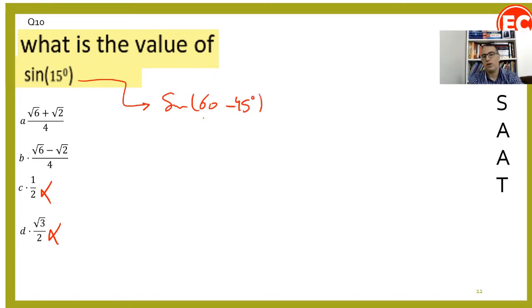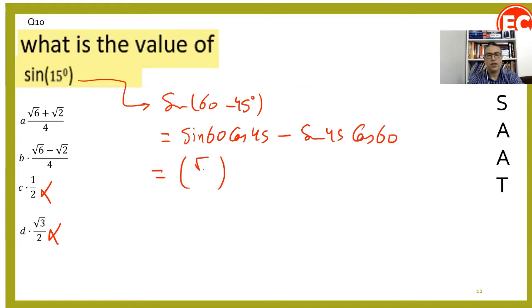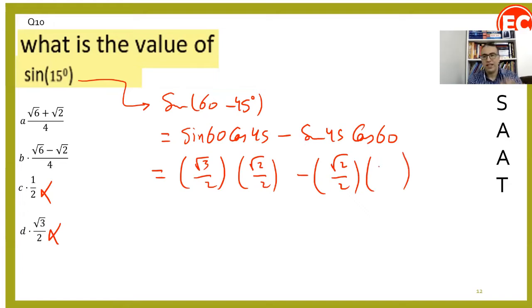I know some students who can do this in their mind. And sine of a difference is the same as sine 60 cosine 45 minus sine 45 cosine 60. So it's equal to root 3 over 2 multiplied by root 2 over 2 minus root 2 over 2 multiplied by cosine 60. And if you find a little difficulty in solving these questions, you can go back to the trigonometry lesson and you will find in detail all the answers of these kinds of questions.